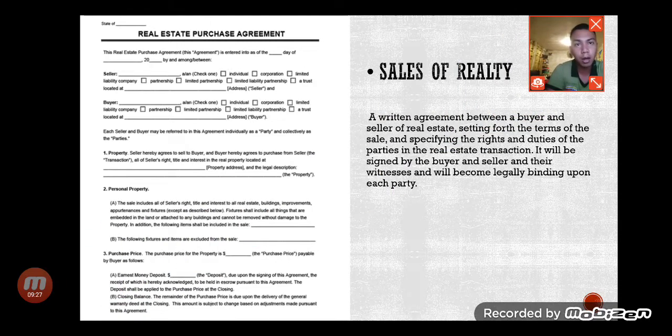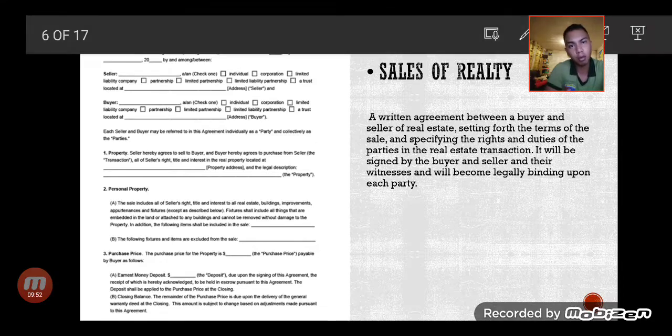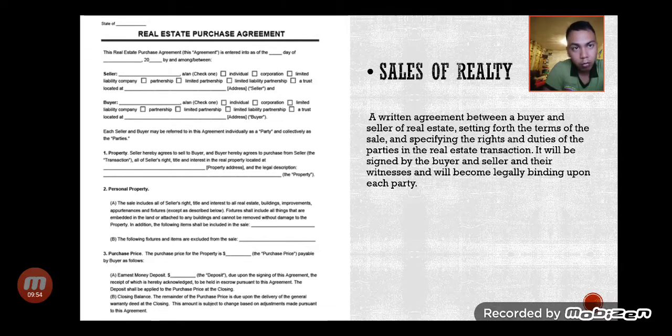So, real estate purchase agreement. This is the example image. As you can see, it must state important details such as the identity of the seller. Here in the blank, you will state who the seller and the buyer are. Also the time, as well as the initial payment or deposit, and so on.